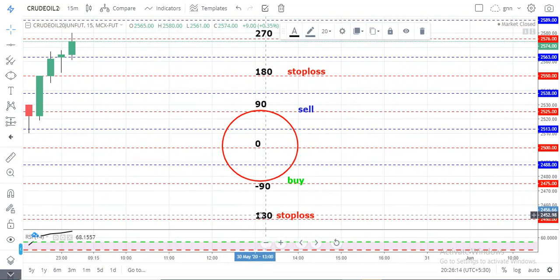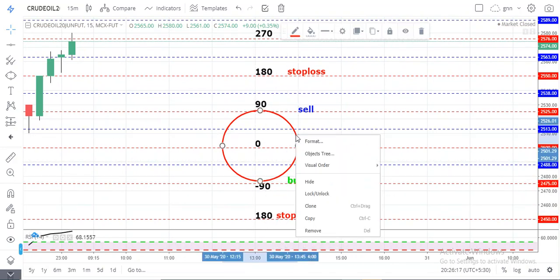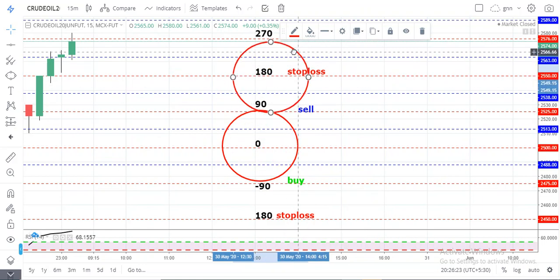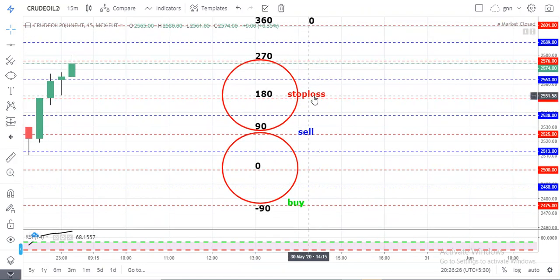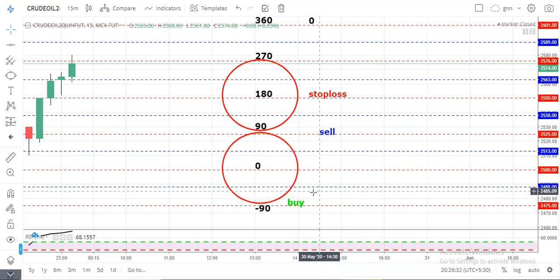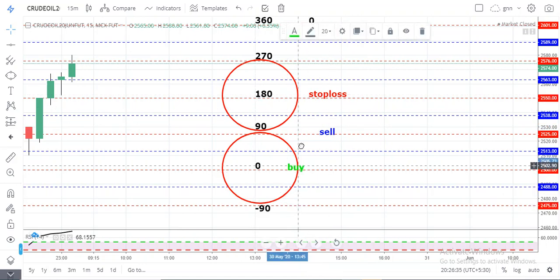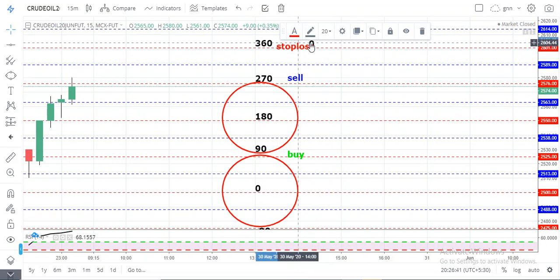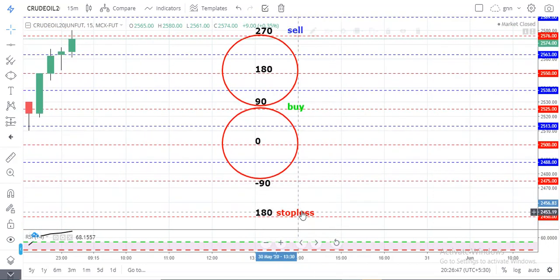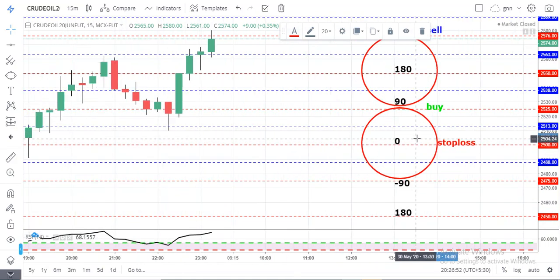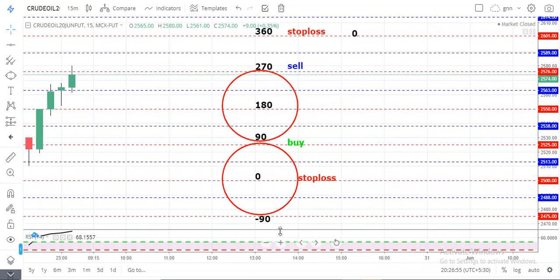What do I have to do in case the stop loss hits? In case the stop loss hits, the circle changes to the next zone. That means the same circle is going to go up. Now 180 is the mid value. The entry has been changed. Now I have to buy at this level and sell at this level. The stop loss will be 360 degree, and here the stop loss is 0 degree. For this zone it is 0 and for this zone it is 360.